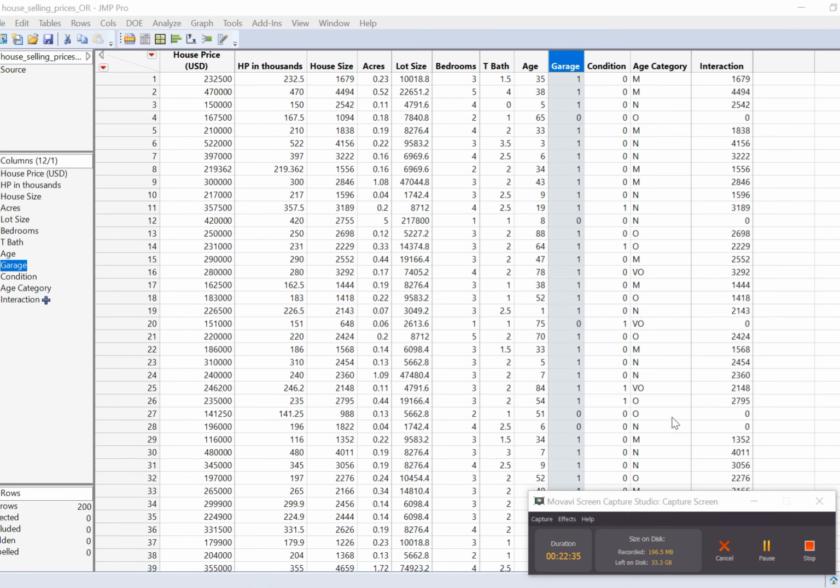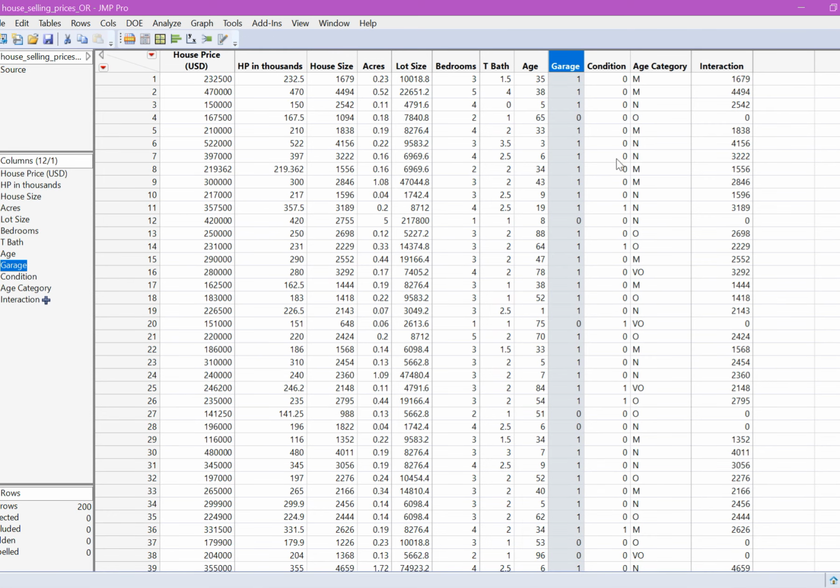So here in JMP, I've created my interaction term, and we can see that it's just called interaction. The three variables that we're dealing with are the house price in thousands of dollars, the house size, and the garage. And this is already an indicator variable. We can see that we have ones wherever homes have a garage and zeros wherever homes don't have a garage.